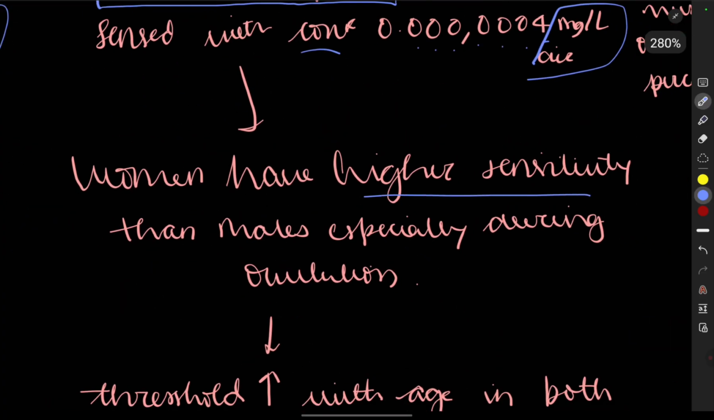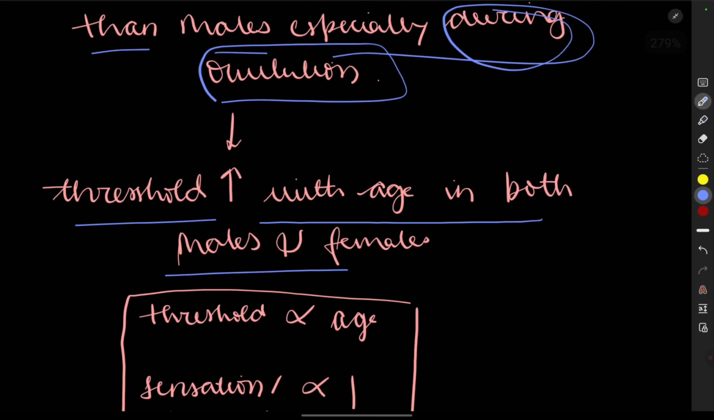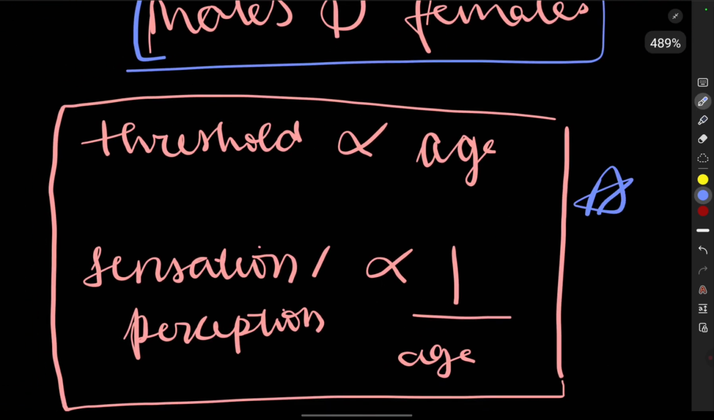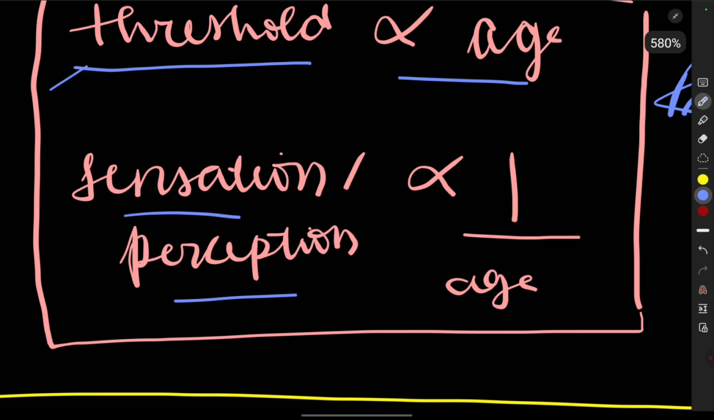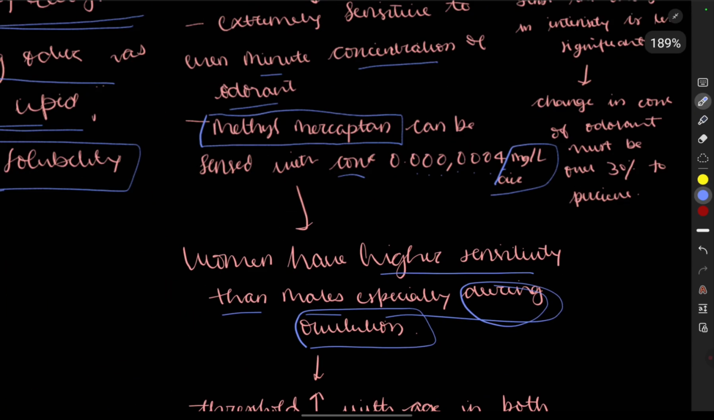Now, women have higher sensitivity of perception and differentiation of smell than males, especially during ovulation, and threshold increases with age in both females and males. An important point to note, this is a box that you have to remember. Threshold is directly proportional to age. As the age rises, the threshold also rises. The sensation or perception decreases with age, so that is inversely proportional, and threshold is directly proportional. So this is the second factor.